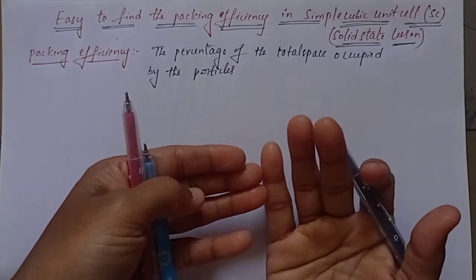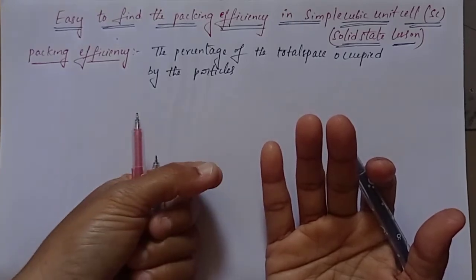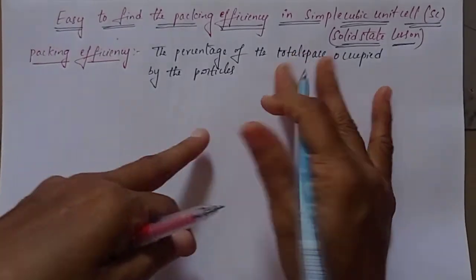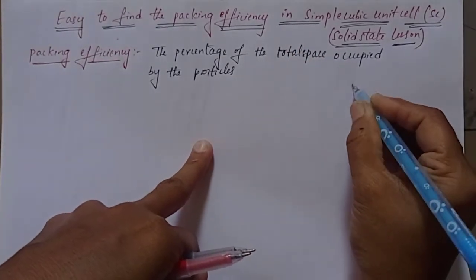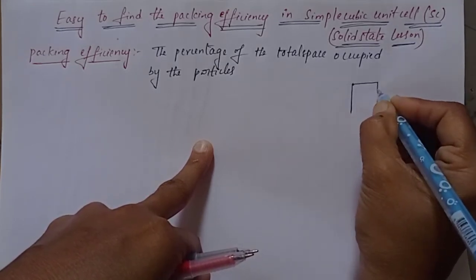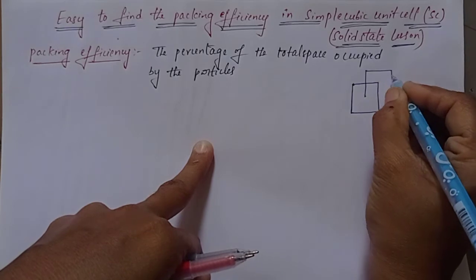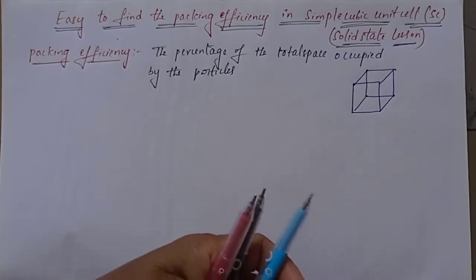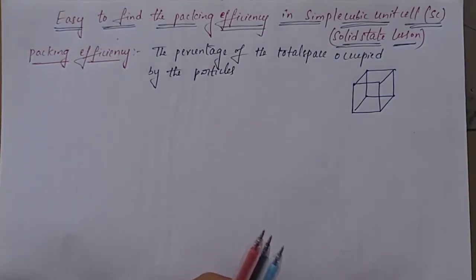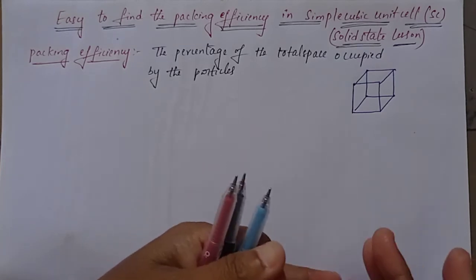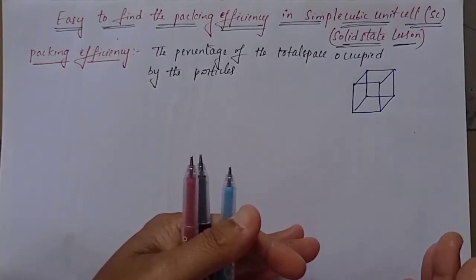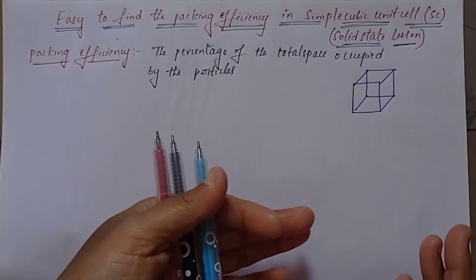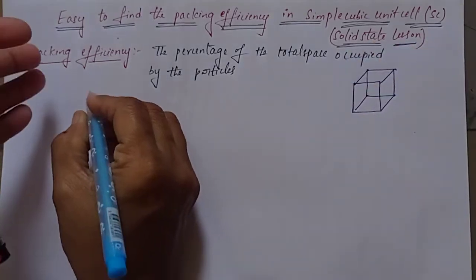Now I'm going to calculate the packing efficiency in the simple cubic unit cell. First of all, I'm taking the simple cube. We know the definition, students: a simple cubic unit cell or primitive cubic unit cell contains only corner particles, correct? So the total of eight particles are at the eight corners. That is the simple cubic unit cell.